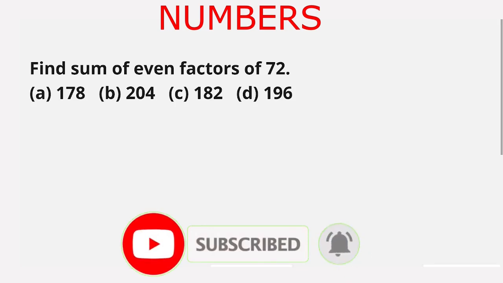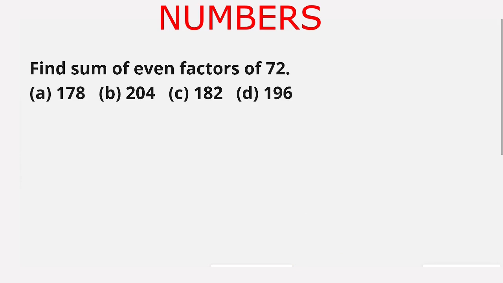We first factorize 72 into prime factors. 72 is 8 times 9 and 8 is 2 to the power 3, multiplied by 9 which is 3 to the power 2. So the prime factorization of 72 is 2 to the power 3 multiplied by 3 to the power 2. Now we have to find the sum of even factors of 72.